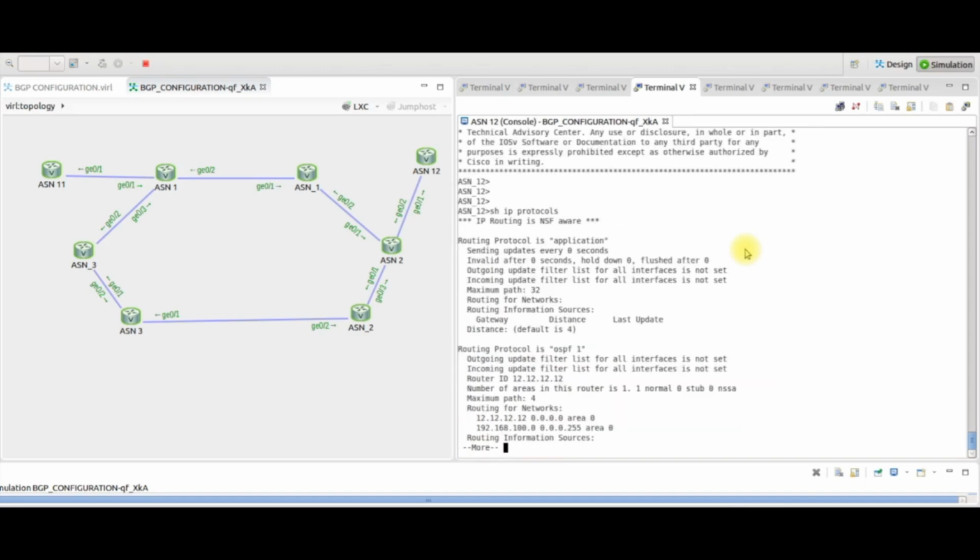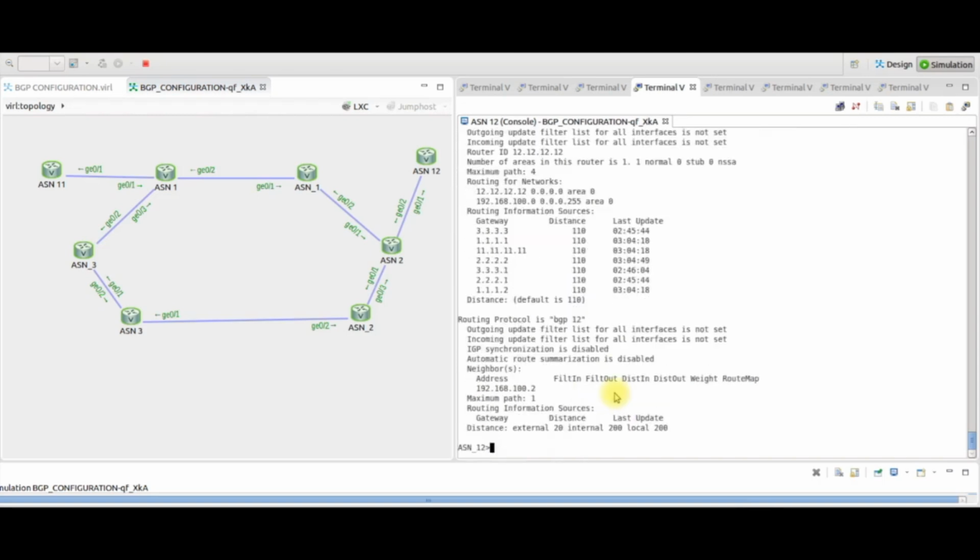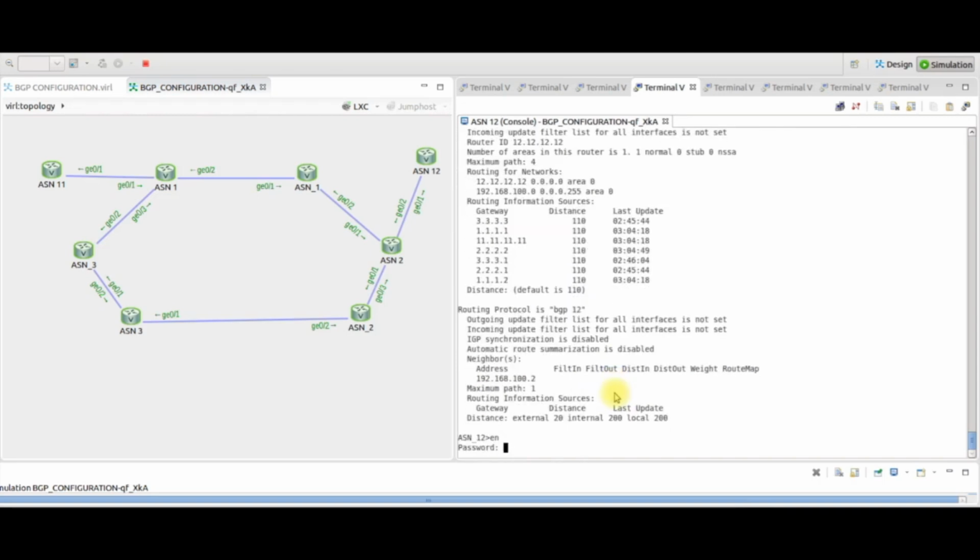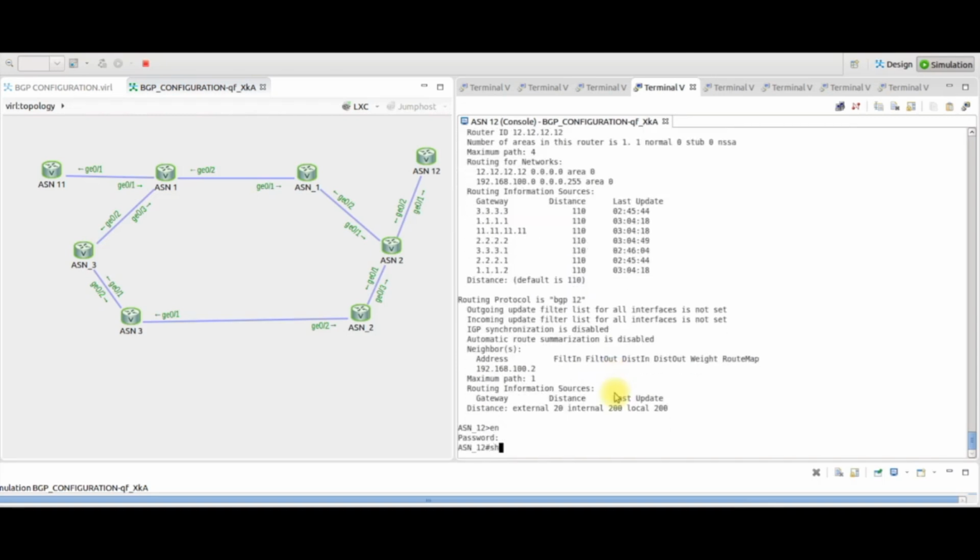Okay. Now you see, forget about this application thing. That's something that Burl does. Routing protocol is OSPF. I decided to do OSPF. All right. Area 0. So everybody's running OSPF area 0. If you were to look at the actual routing table, let's go enable Cisco, show IP route.